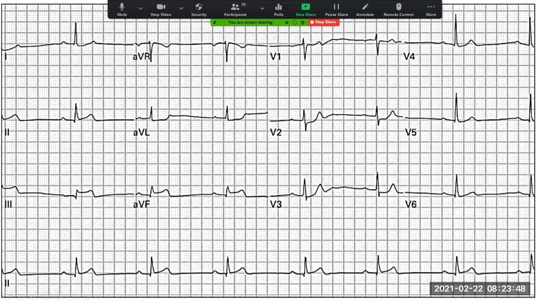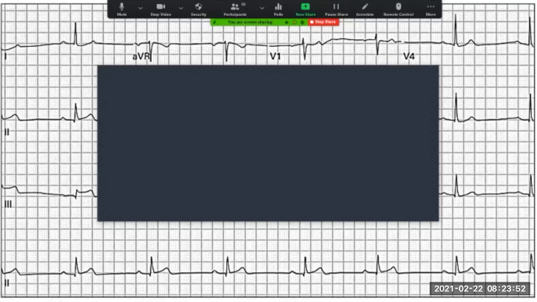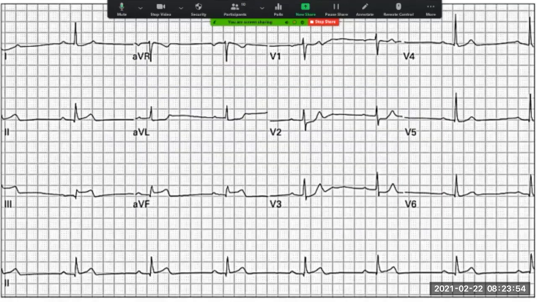Okay. There we go. All right, so we can hear anybody on Zoom. If you want to unmute and you want to talk, we can hear you quite easily, all right?